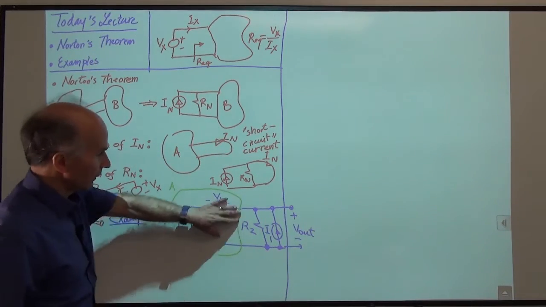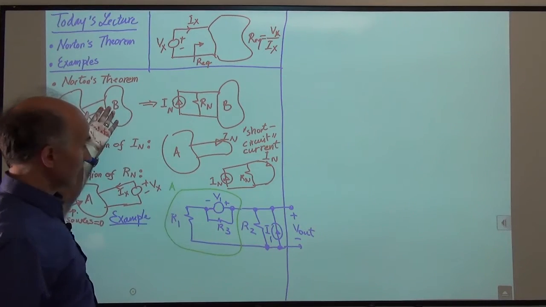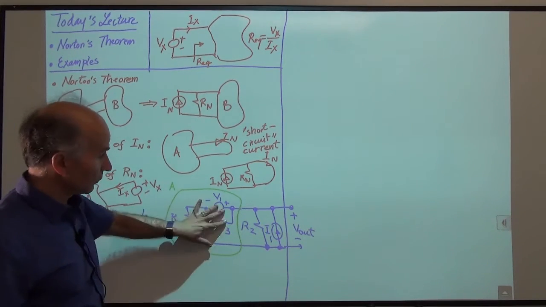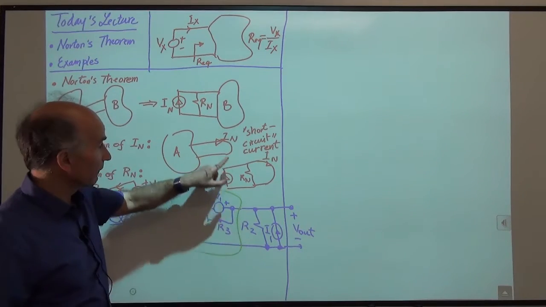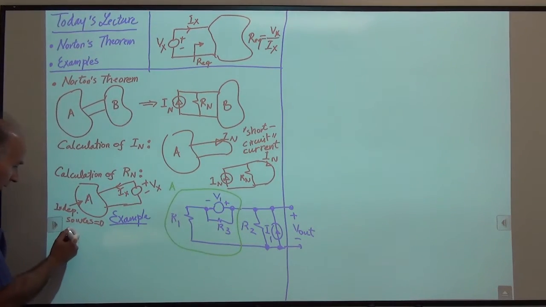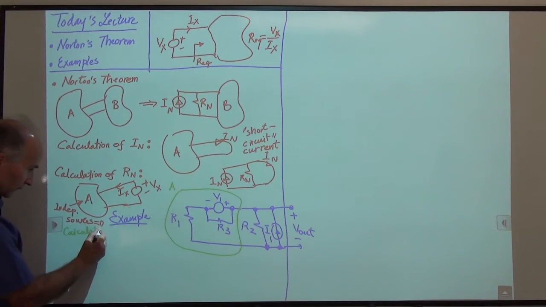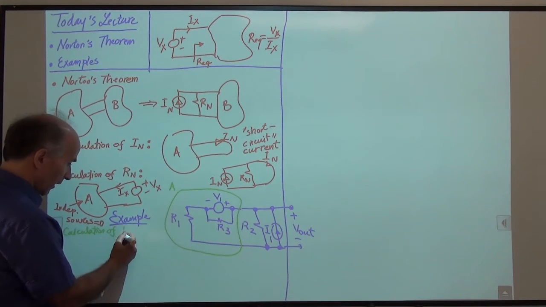I want to find the Norton equivalent of this box. Two wires are sticking out. Norton says, all right, your first job is to draw this, put a short circuit between this wire and this wire, and find the current that flows through it. So let's do that. So here's the calculation of IN.